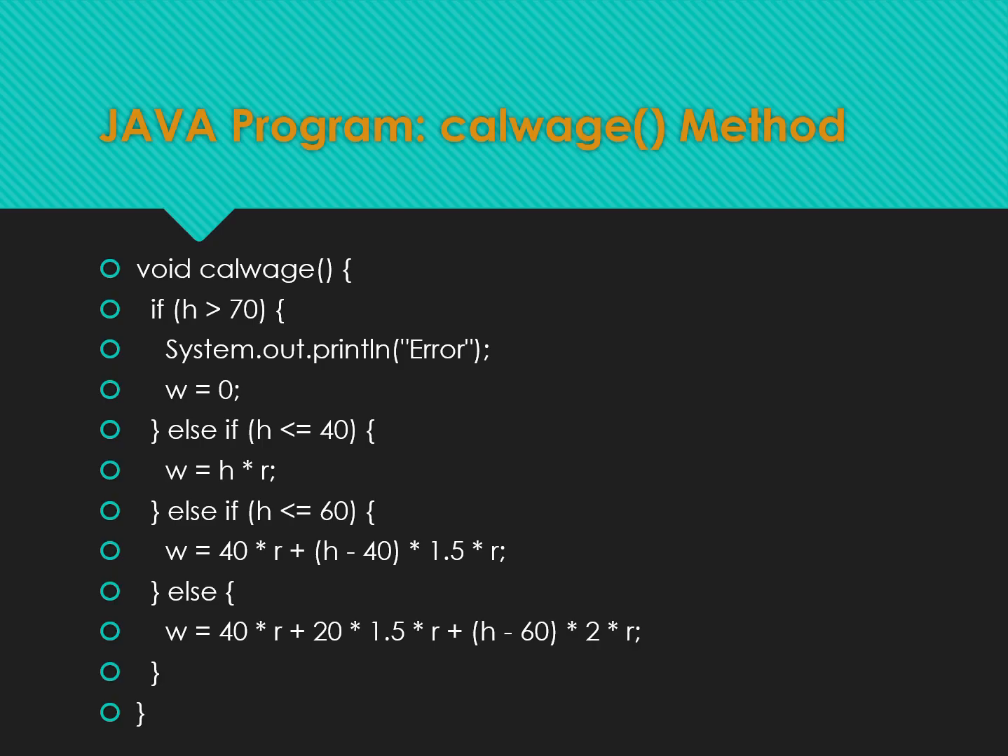2. If the hours are less than or equal to 40, we are in the basic case. The wage is calculated simply as W = H times R. This means the employee is paid the normal hourly rate for every hour worked.